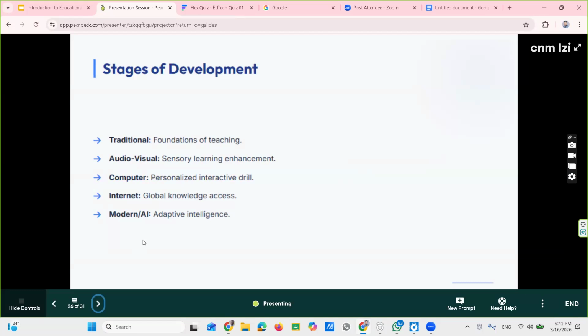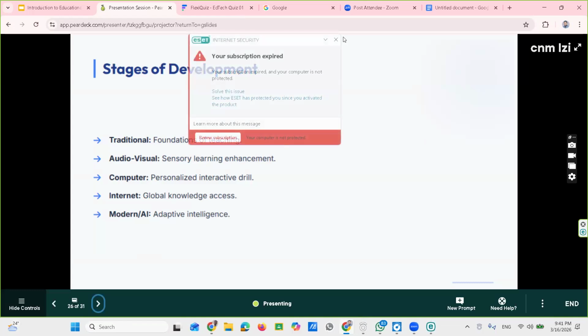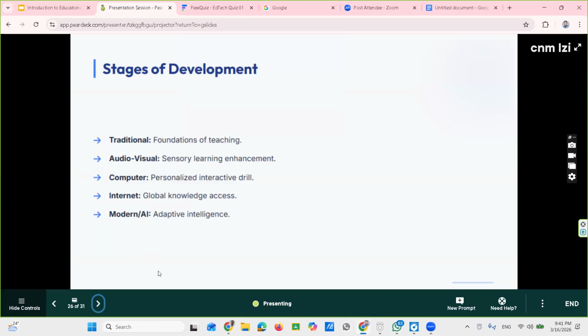In the traditional, the foundation of teaching; then audio-visual, sensory learning enhancement; computer, personalized interactive drill; internet, global knowledge access; and modern or AI, adaptive intelligence. Here are the stages of development. Under this development, you can understand the evolution of teaching methods. For this topic, I will send you learning material. Then you can go through this learning material and try to learn more about the evolution of teaching.